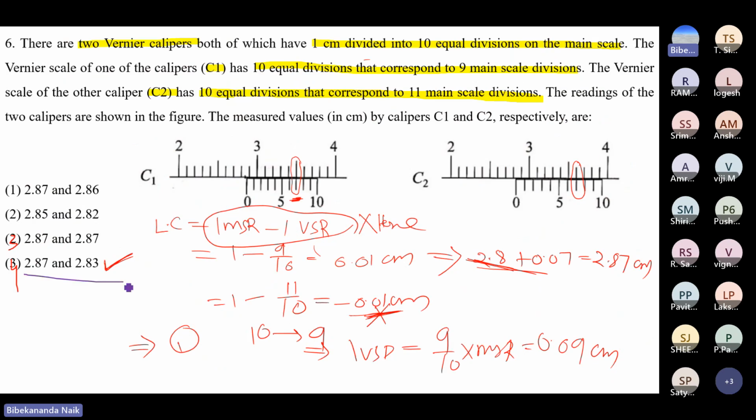So the correct answer will be option 4, that is 2.87 and 2.83. However, both measurements look pretty much similar, because as you can see, C1 is 2.8 and C2 is also 2.8. But the discrepancy lies in the vernier scale divisions and their calibration. Is it clear to all of you?